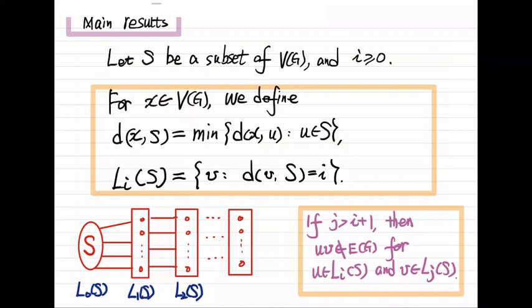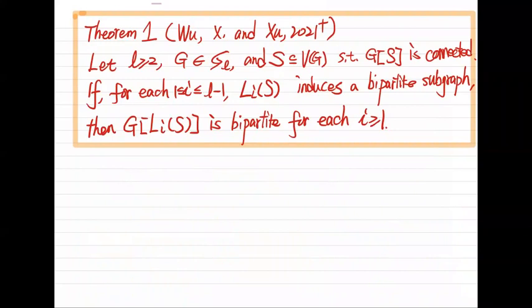like a tree level. It's easy to see that if j is larger than i plus one, then no vertex of L_j may be adjacent to any vertex of L_i. This is very important. Now, our theorem one, we extend the theorem of Yu and Zhang to all graph families G_L for L greater than or equal to 2.